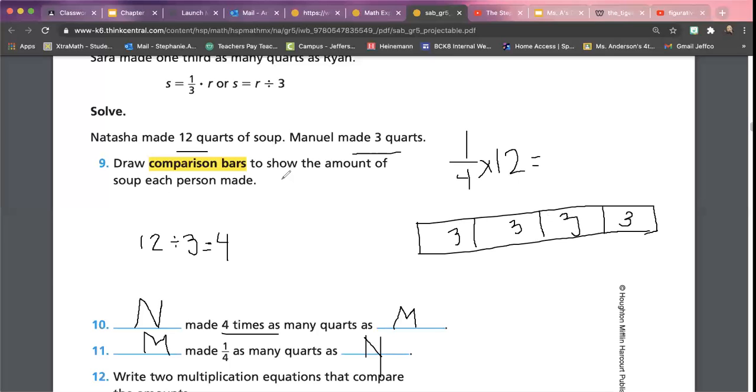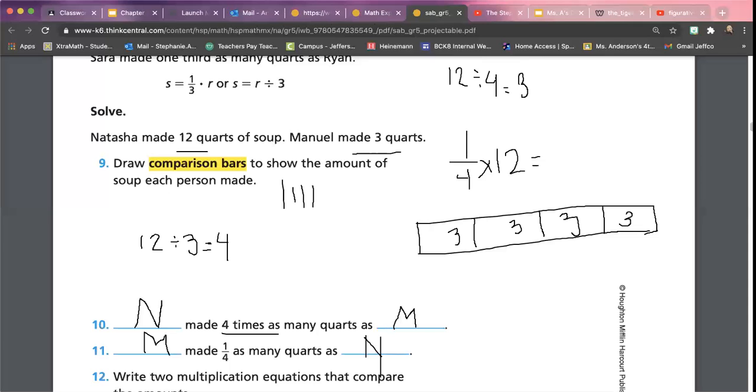You could use your sticks and dots if that really helps you and you want to do it that way. You could use your comparison bars and split it into 4 equal groups. Or if you like to see it as division, that is also super easy. 12 divided by 4 equals 3. So there's a lot of different ways to go about this, but at the end of the day, you are splitting 12 into 4 groups, okay?